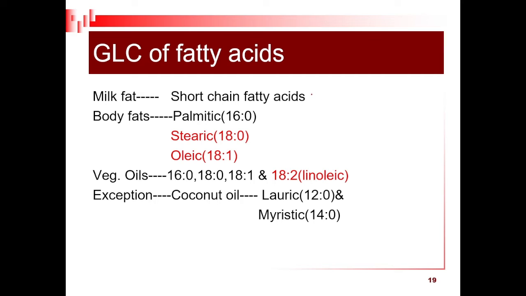short chain fatty acids which are devoid in animal body fat and the vegetable oils. Body fats are having higher palmitic acid, stearic acid, oleic acid. Vegetable oils are having higher palmitic acid, stearic acid, oleic acid and linoleic acid, whereas in coconut oil we are having lauric acid and myristic acid at higher levels. So if any change in composition is there, that way we can detect the adulteration.